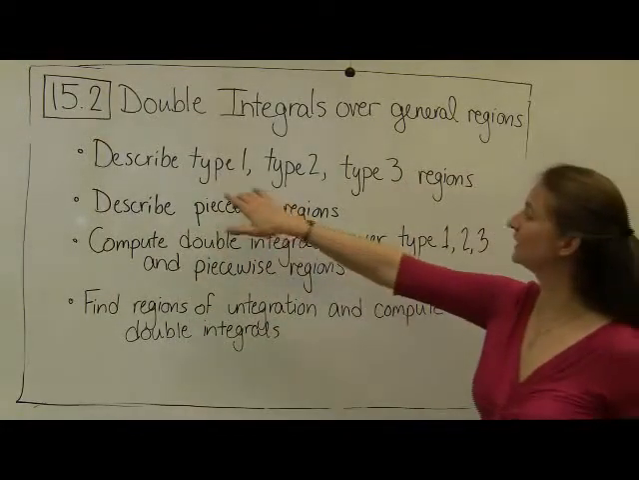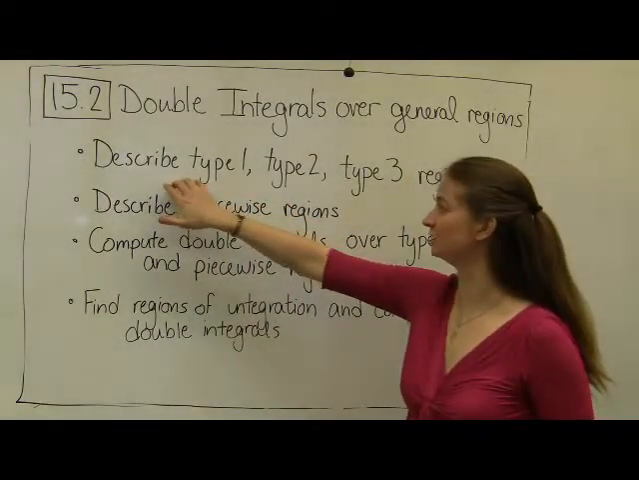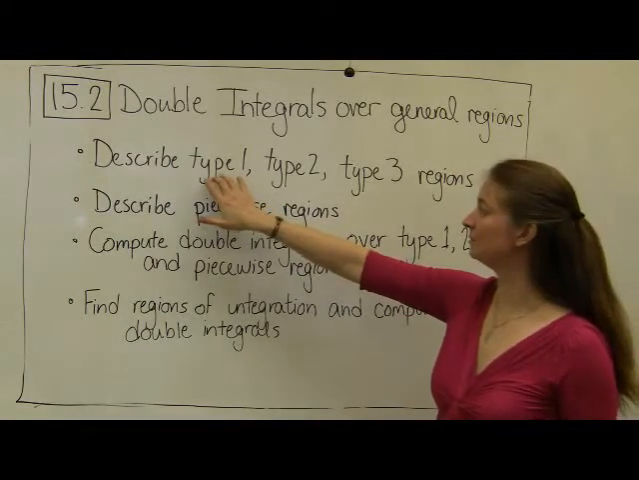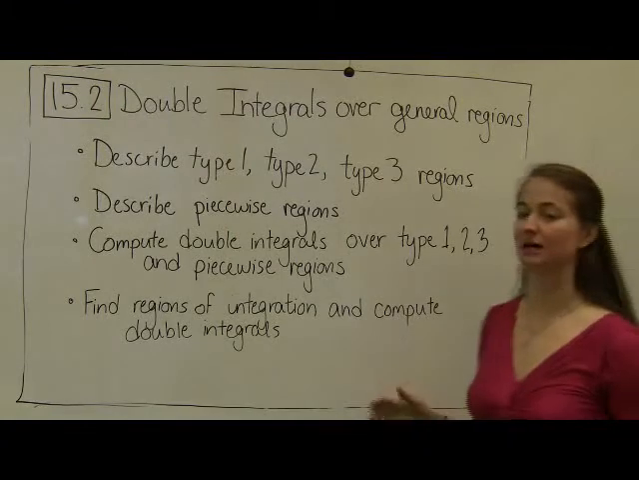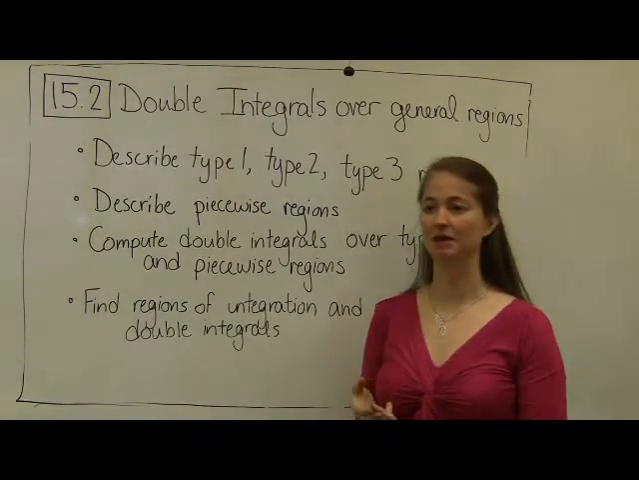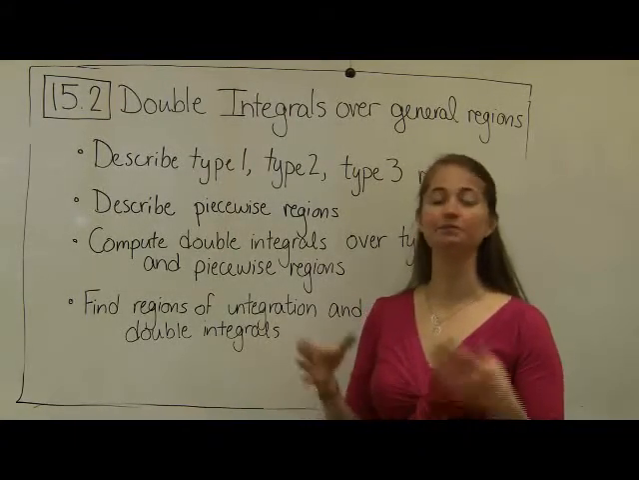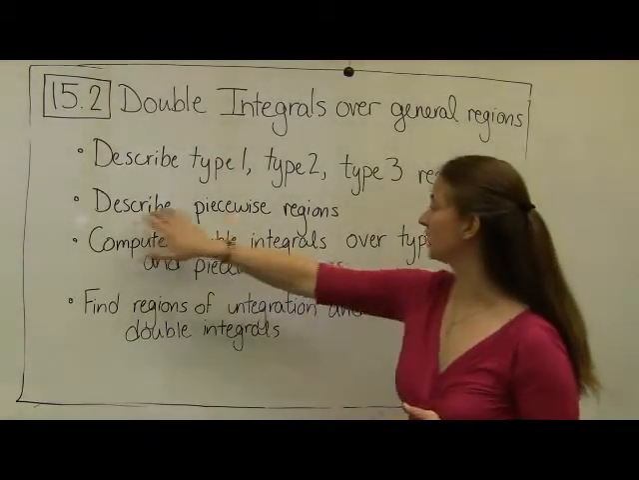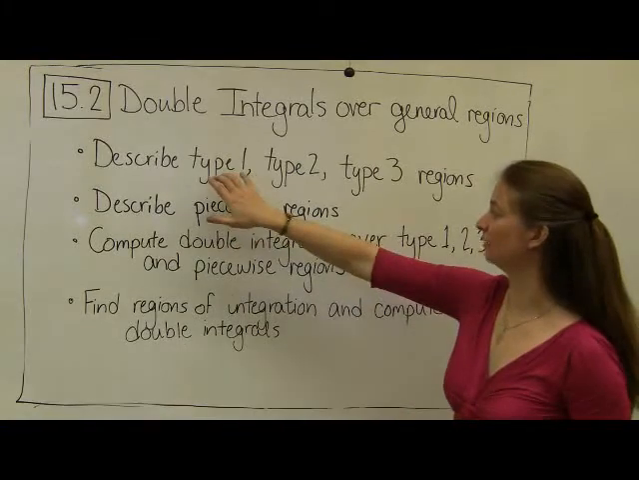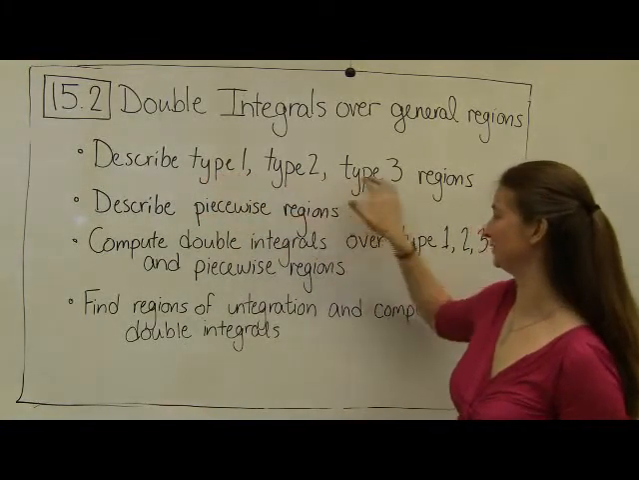So in order to get us to the point where we can do that type of integration, I'm going to spend some time setting up what it is to be a type 1, a type 2, or a type 3 region. So we're going to talk about 3 different types of regions that will be our building blocks rather than rectangles for the bases of our region. Next, I'm going to describe piecewise regions, which are made out of type 1 or type 2 or type 3 regions.